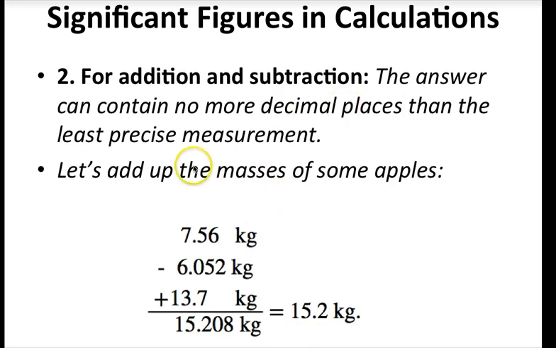Then if we have to add or subtract things, let's say we have to add 7.56 kilograms with 6.052, so this one has more digits, it's more precise, but this big one is 17.7. So is my total of 15 kilograms, 0.208, precise up to 8 grams? No, it is not, because this one was not so precise. So all these digits, I'm not so sure what they are. They round to 7. So that means I have to round it to 15.2.